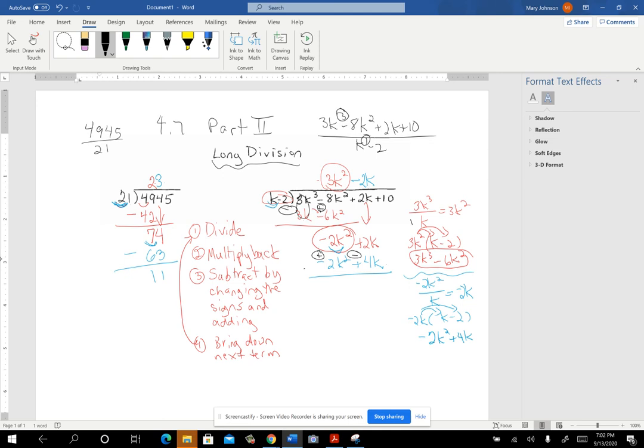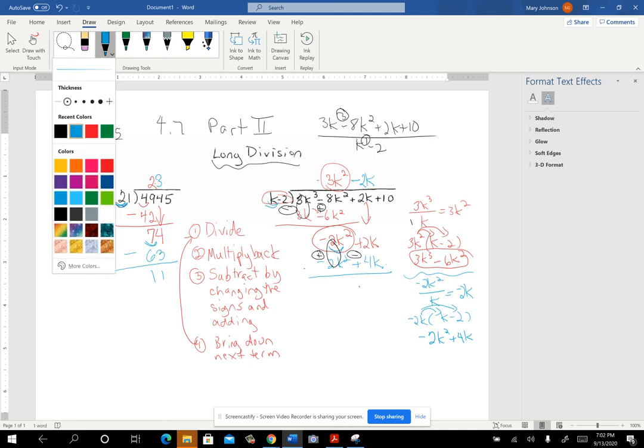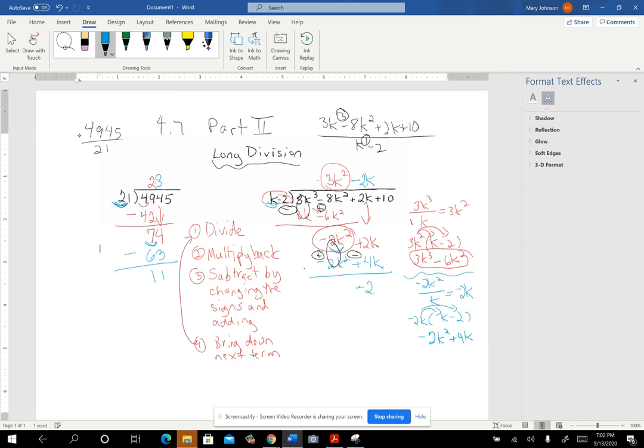And see how the -2k squared and the +2k squared would add up to be 0. And then here we have a positive 2k and a negative 4k. So we're going to get a negative 2k at that point. Okay, negative 2k. All right, so now we're at an equivalent place on each of these, and we're ready to bring down the next number over here. Let me switch it to green. I'm going to bring down the 5.